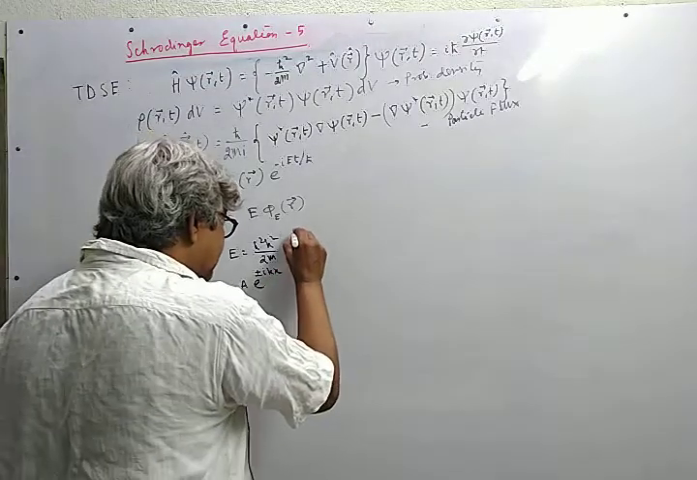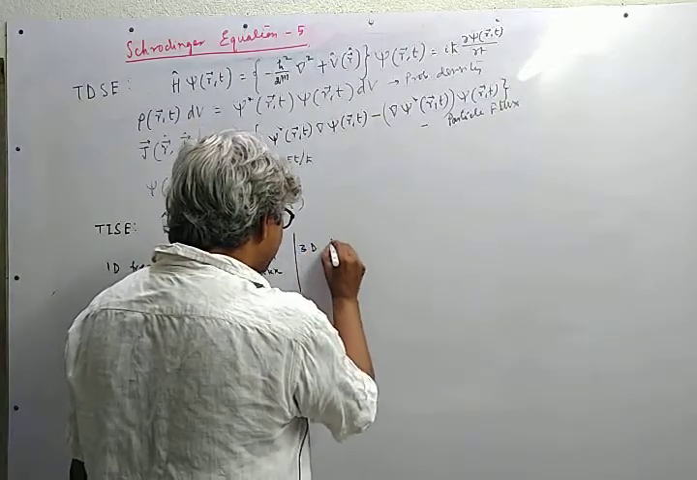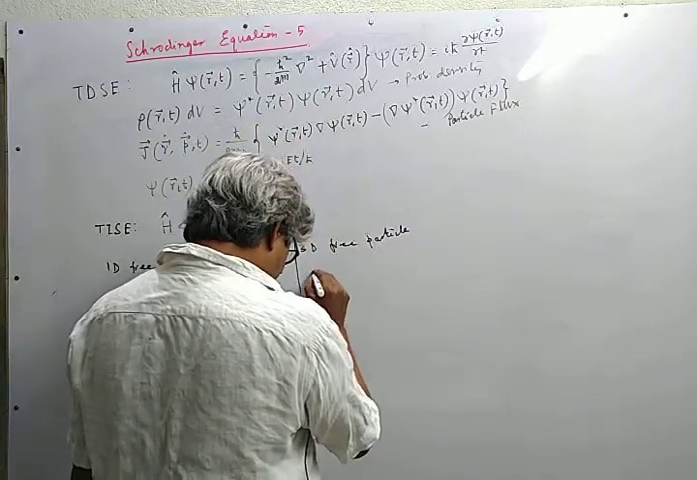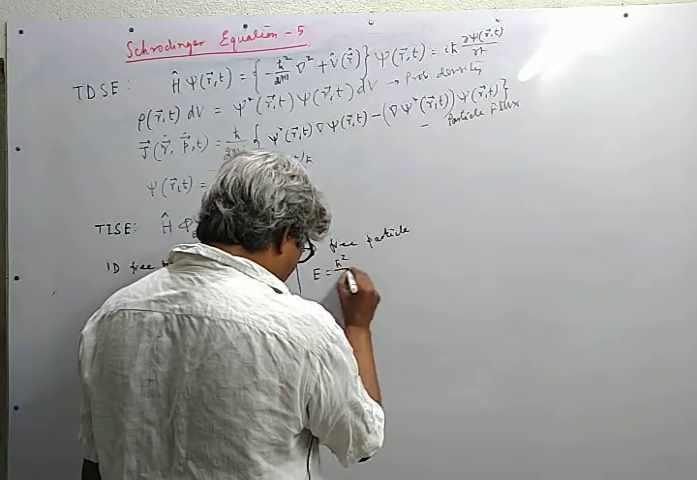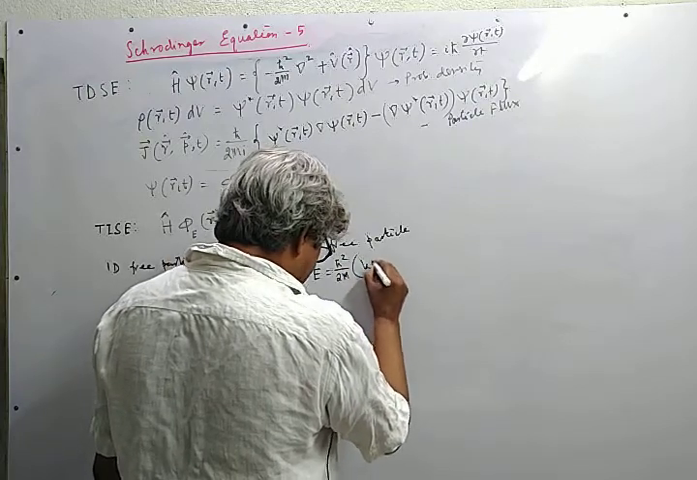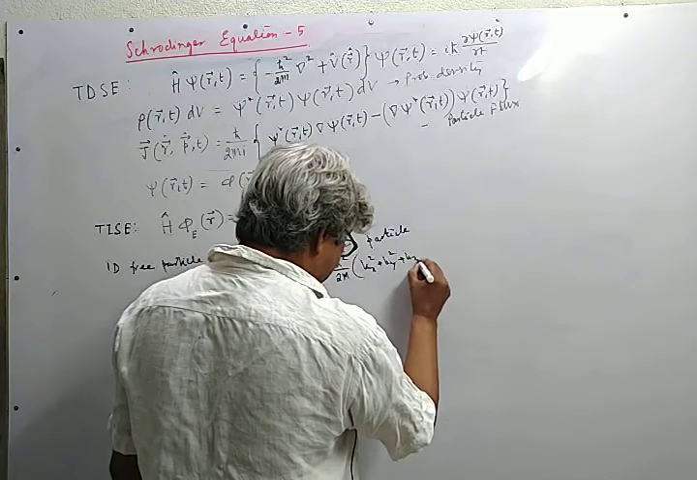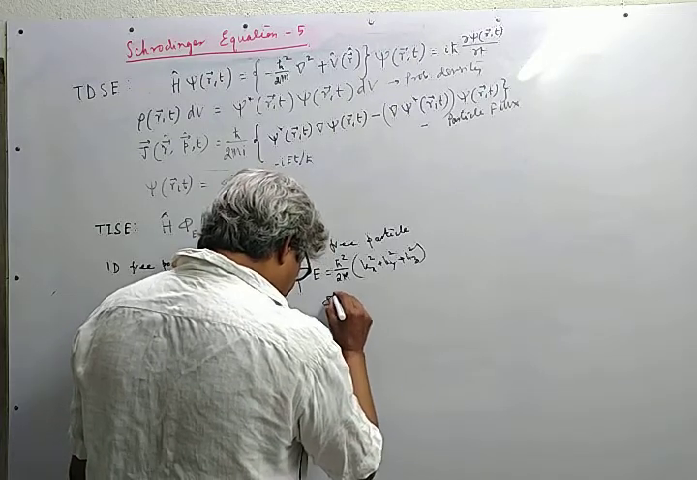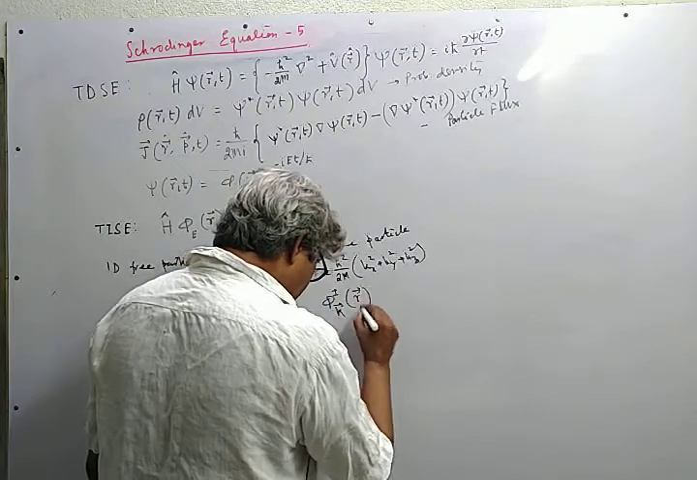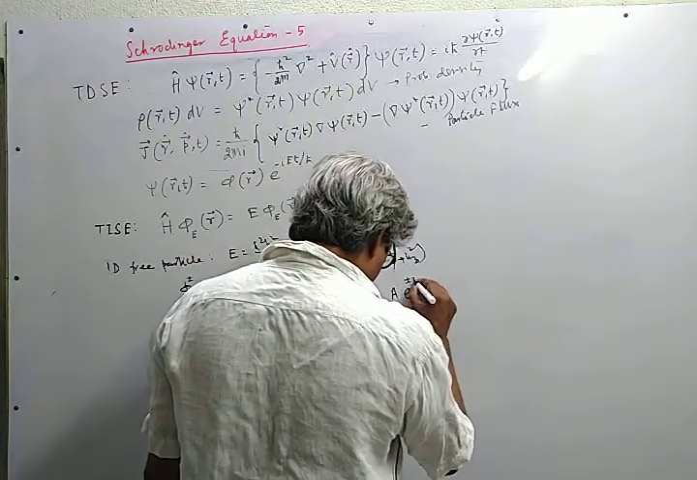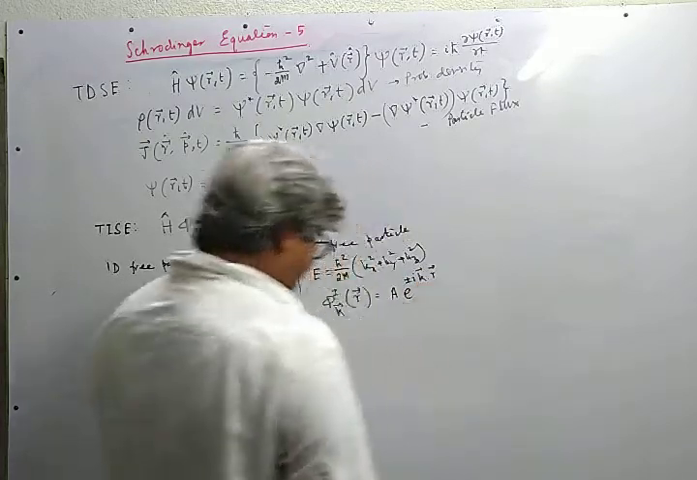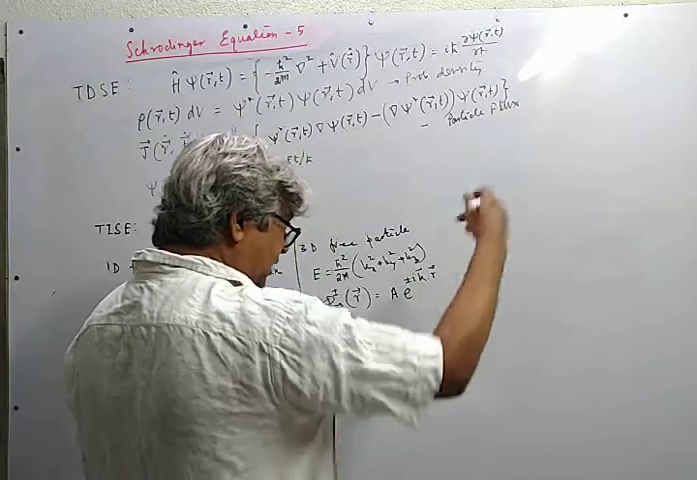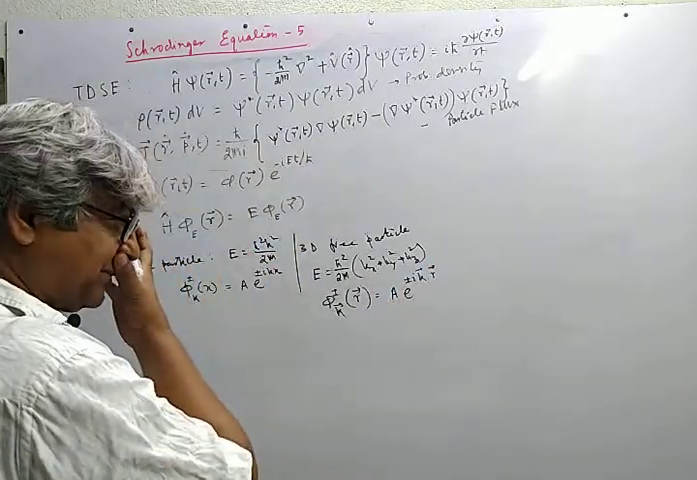If we want to generalize it to the 3D free particle, the energy expression will be E equal to h-bar square by twice m times kx square plus ky square plus kz square, and the wave function would be e to the power plus minus i vector k dot r, where plus sign again corresponds to a plane wave which is traveling along the direction of k, and minus sign denotes a plane wave which travels in the direction opposite to k.